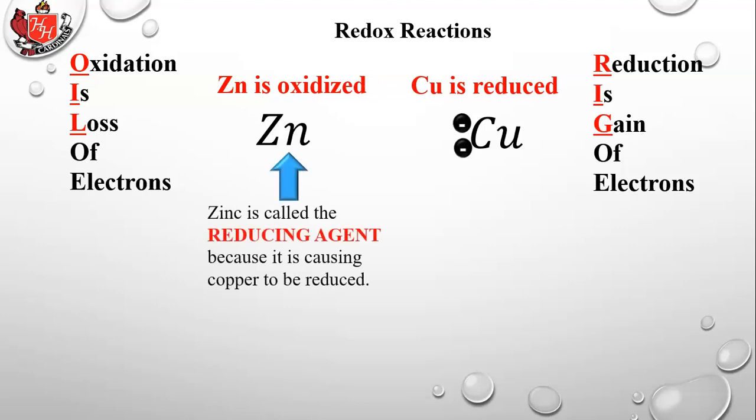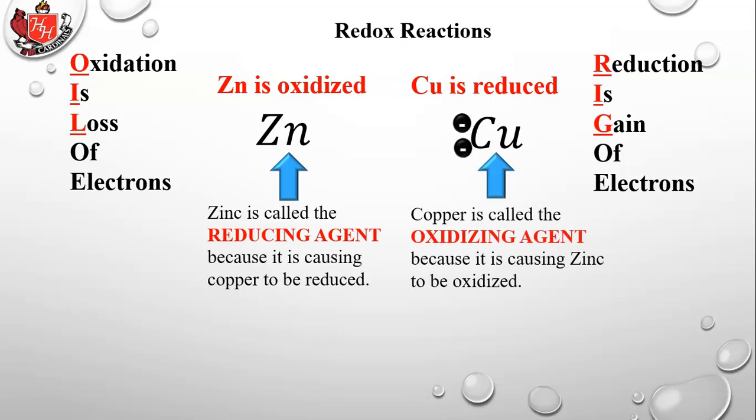Zinc is called the reducing agent because it is causing the copper to be reduced. This gets a little confusing, but if you go through it a few times, it won't be so confusing. And copper is called the oxidizing agent because it is causing zinc to be oxidized. So an agent is something that causes some kind of reaction to happen in another thing. So zinc is the reducing agent because it's causing the copper to be reduced, and copper is the oxidizing agent because, by pulling electrons away from zinc, it's causing the zinc to be oxidized.